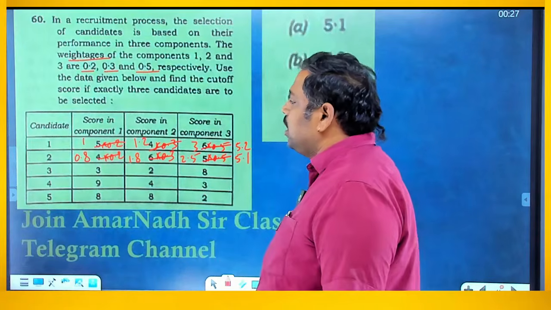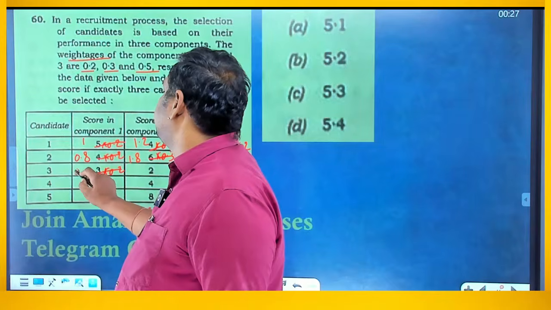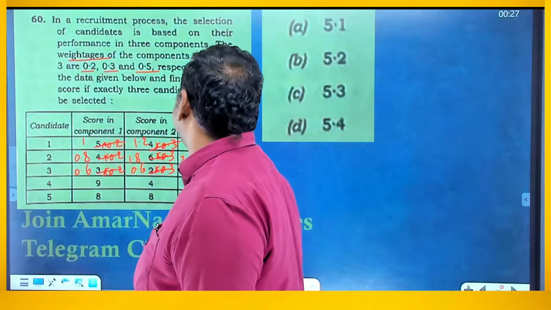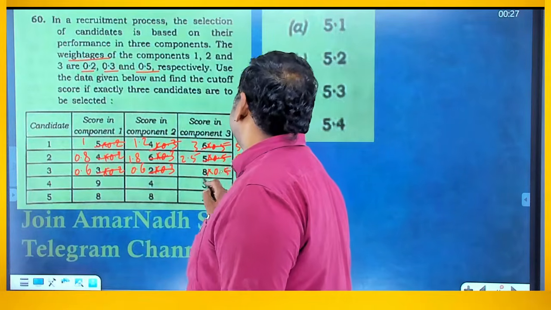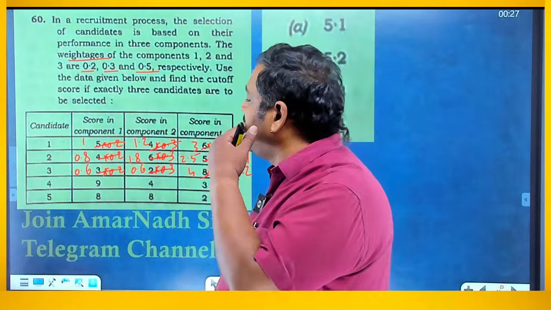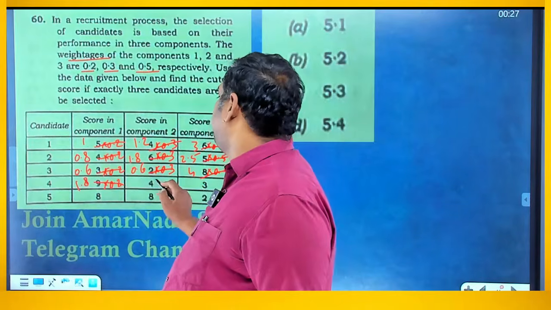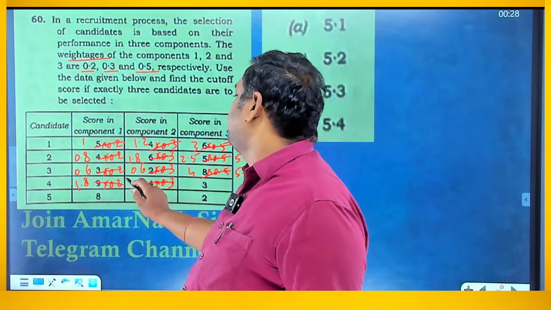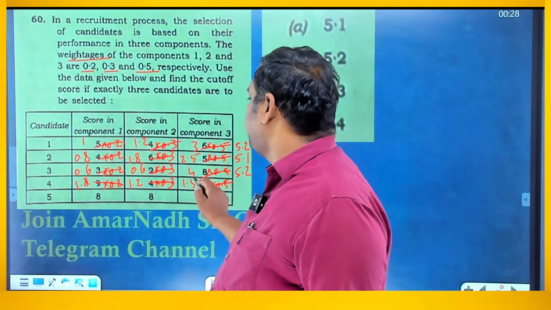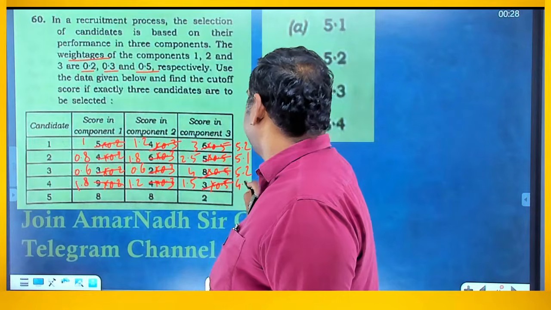Right, next one. 3 into 0.2, that is 0.6. 2 into 0.3, that is 0.6. 8 into 0.5, that is 4. That means 5.2. Okay, fine. Now 9 into 0.2, 1.8. 4 into 0.3, 1.2. 3 into 0.5, 1.5. 1.8 plus 1.2 means 3. 3 plus 1.5 means 4.5.